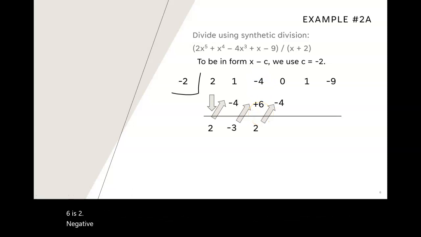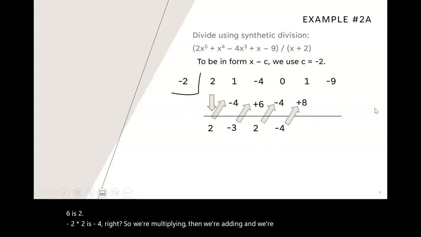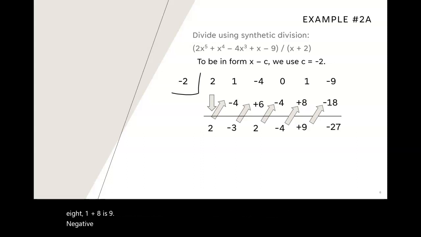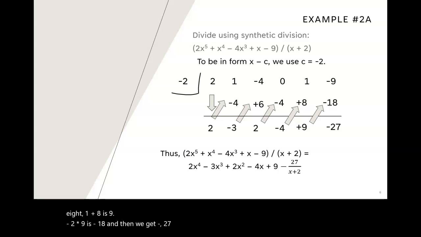-2 times 2 is -4, right? So we're multiplying, then we're adding, then we're multiplying. -2 times -4 is 8. 1 plus 8 is 9. -2 times 9 is -18. And then we get -27. What does that mean? What have we done?